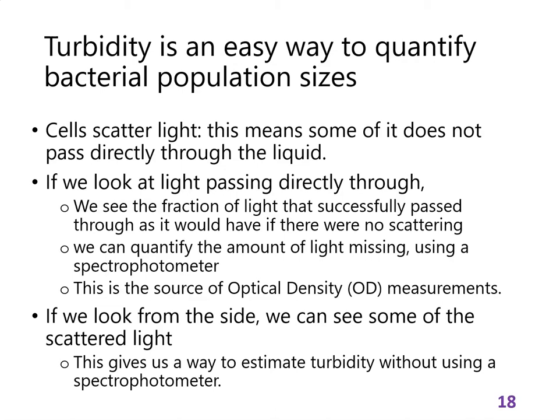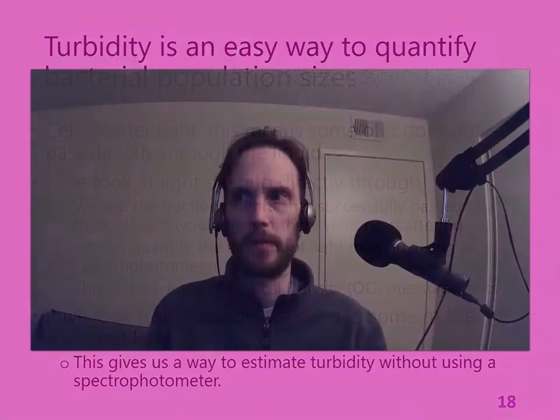We put a test tube in a spectrophotometer and it tells us how much light is being scattered. And if we look at a culture of bacteria sort of from the side, it will glow a little bit, and that's how we'll know there are cells in it. So I want to show you this. I have a demonstration sort of.